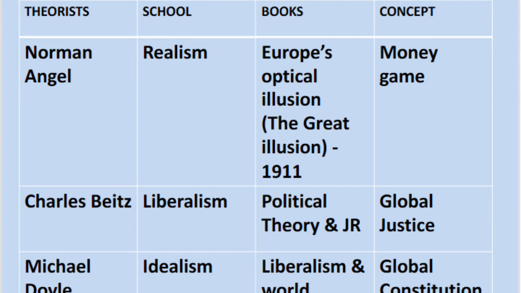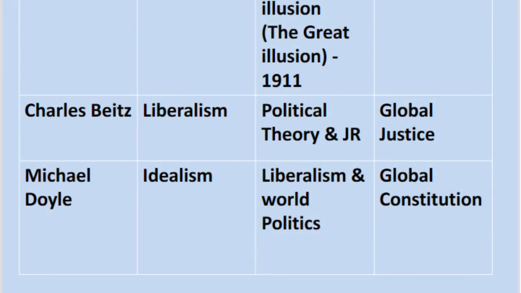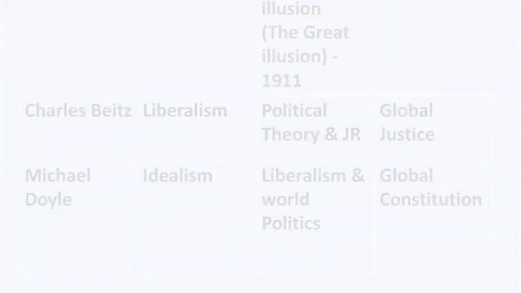The next one is Charles Beitz. Charles Beitz is a thinker belonging to the liberalism tradition. His important book is Political Theory and International Relations. His important concept is global justice. Next one is Michael Doyle. Michael Doyle is a philosopher in the idealism tradition. His important book is Liberalism and World Politics. Important concept is global constitutionalism.